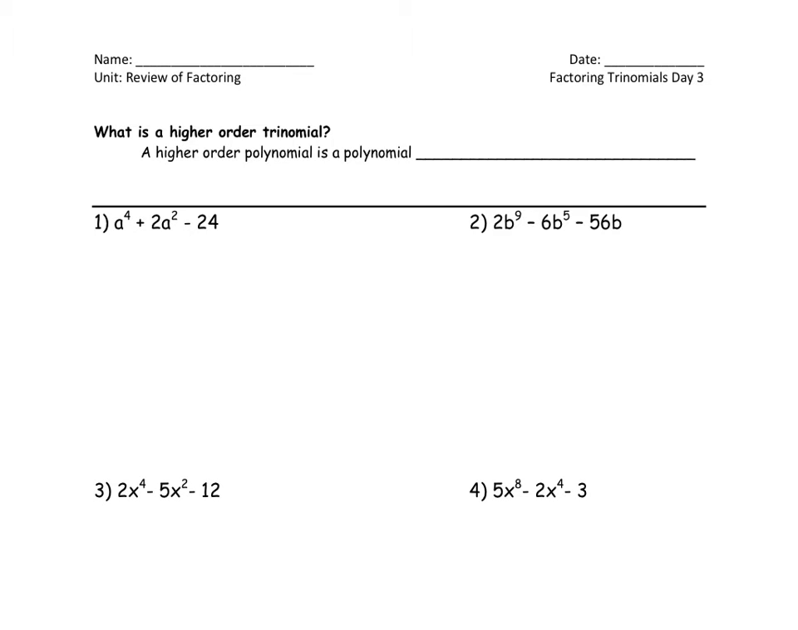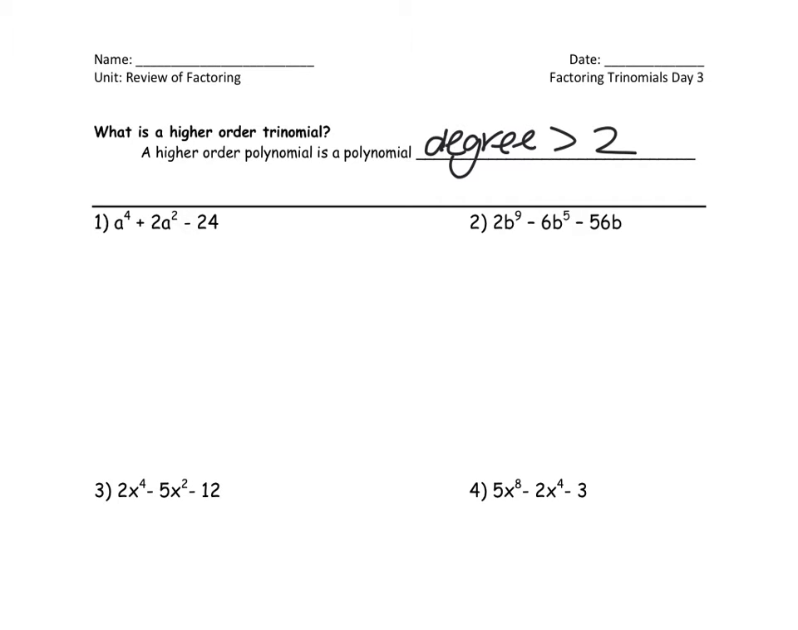Hi everyone, in today's lesson we're going to talk about how to factor higher order trinomials. A higher order trinomial, or polynomial, same thing, is a trinomial that has a degree which is greater than 2. Now remember, degree is the highest power, so we have a 4, a 9, a 4, and an 8. So we're going to write down here that it has to have a degree that's greater than 2.